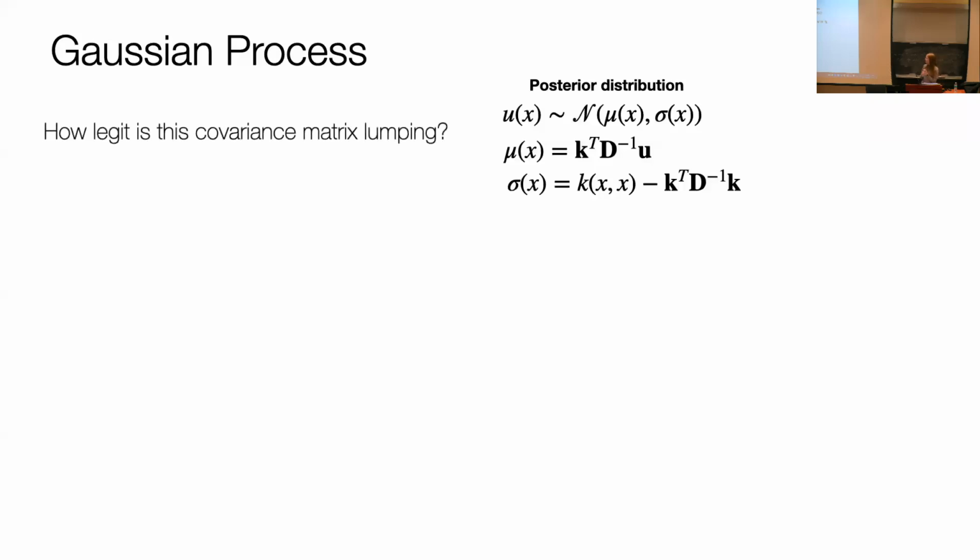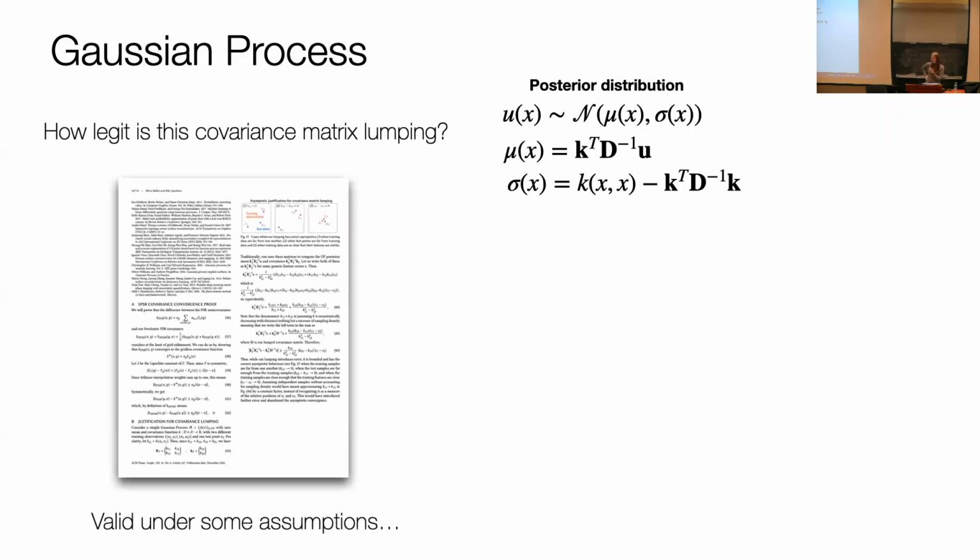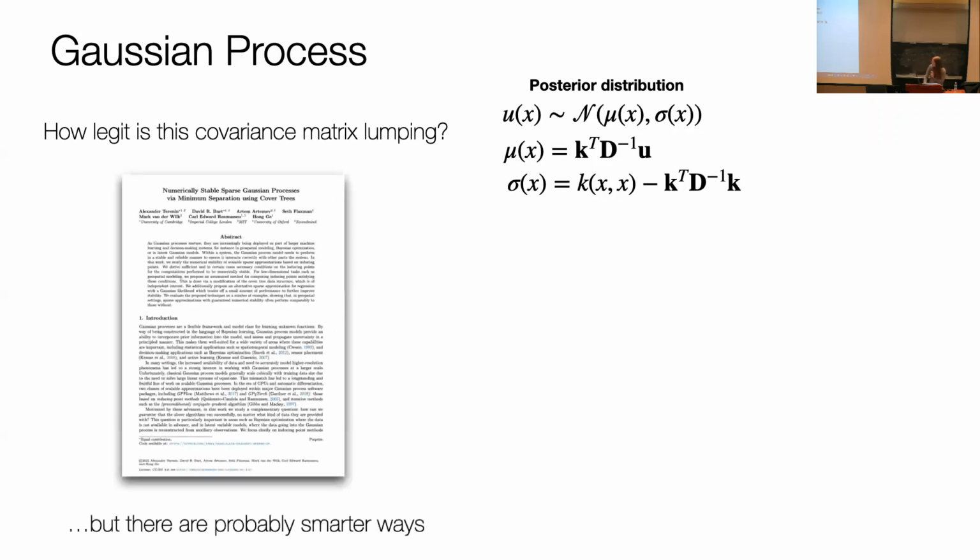So you might be wondering, how legit is this lumping? The answer is, it's sort of legit. It's valid under some assumptions. So in the paper, we show that there are some cases, some limits where it holds. But actually, I added this because two weeks ago, there's this other paper that came out on arXiv that basically shows a smarter way of doing this. So if I were writing this paper now, I would use this. But since this didn't exist back then, I had to use this lumping that's probably mathematically less rigorous. I actually met with one of the authors of this paper, and they weren't very happy about my lumping.